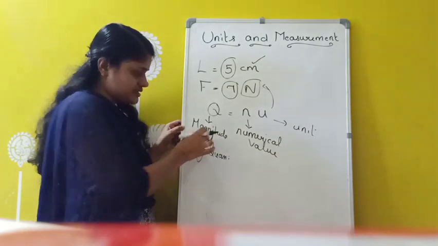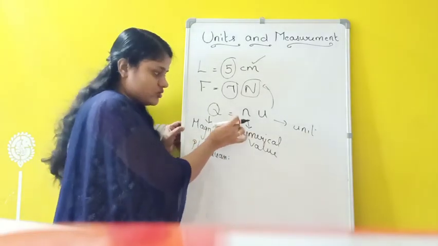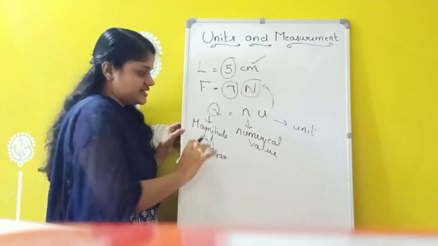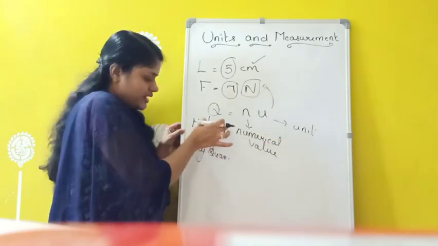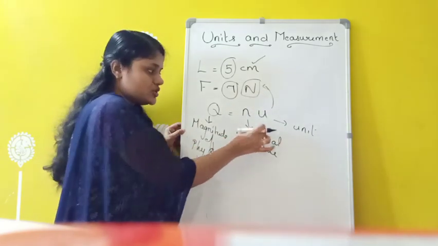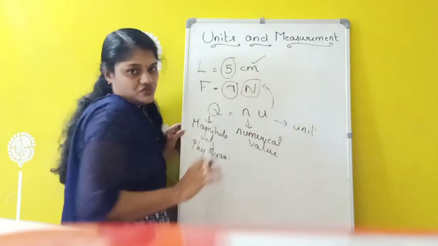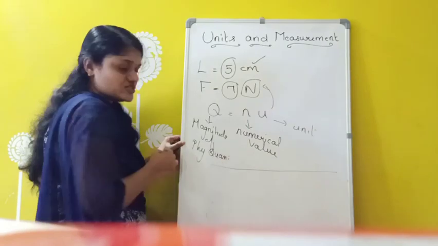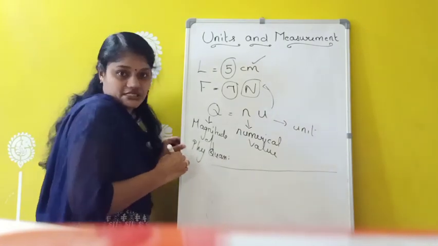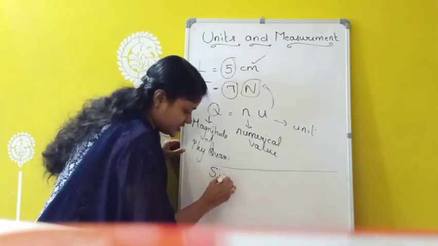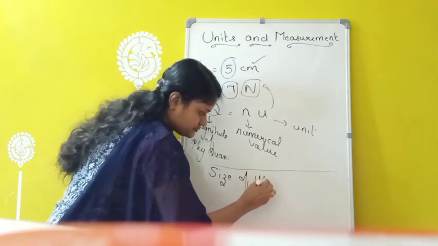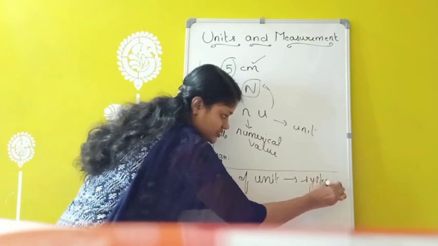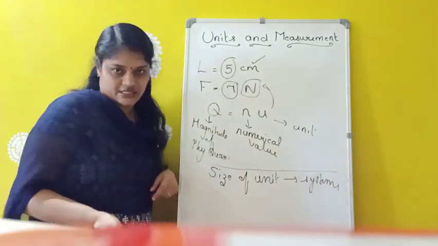So we can write the magnitude of a physical quantity equals the numerical value into the size of the unit. Clear? That is a relation connecting these. So the magnitude of a physical quantity is equal to the numerical value into the size of the unit. And the size of the unit will differ in different systems. So the size of the unit will change in different systems.